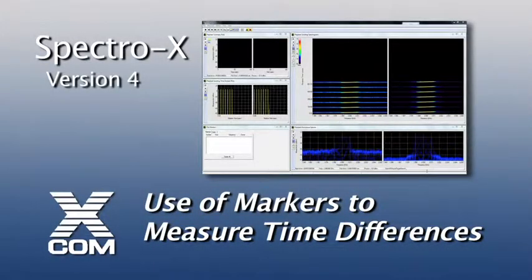The previous chapter of this video discussed the enhancement brought about by Spectro-X version 4 of multi-channel simultaneous viewing of multiple channels of spectrum recordings. And we left it with the ability to not only display multiple channels, but the idea of being able to correlate spectral activity either time or frequency wise across the 2 channels or 4 channels, however many channels are displayed, using markers and the ability to perform mathematical analysis on those marked channels.